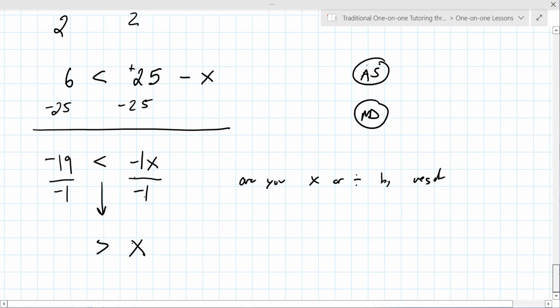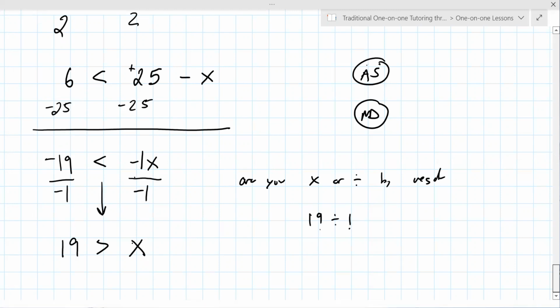Okay. Now on the left, what is negative 19 minus 1? Negative 20. You're dividing, so it just changes the sign. It is positive, but 19 divided by 1 says how many times does 1 go into 19? And it's 19 times.